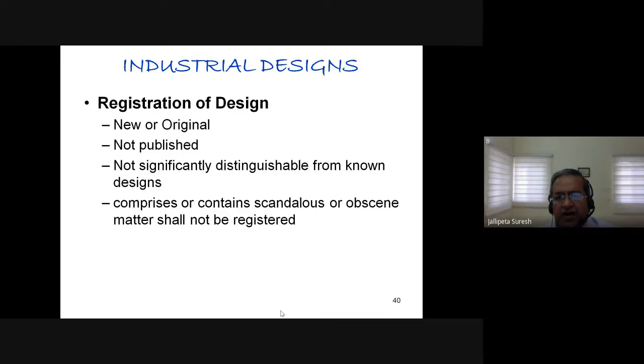What is the minimum requirement? The minimum requirement is that the design should be new or original. It is very essential to understand the difference between a new design and an original design. Before you obtain design registration, you should ensure that this design was not present in the public domain, that means it was not published. And also, your design should be significantly distinguishable from known designs.